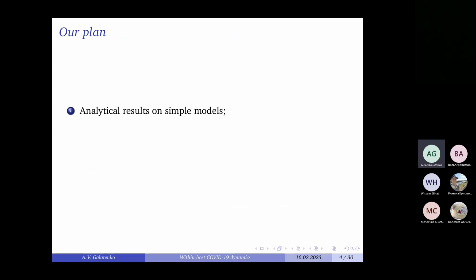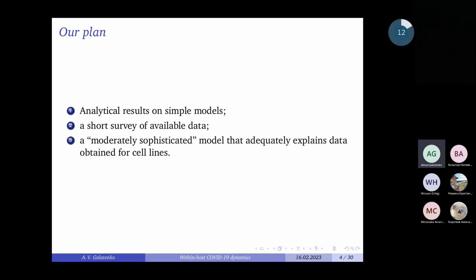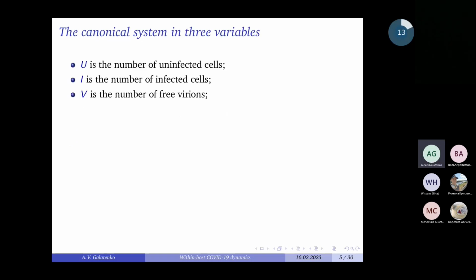In the framework of our talk, we plan to discuss 3 points. First of all, we'll talk a little bit about analytical results on simple models. Then we will discuss available data which can be used to tune our models. And finally, we'll present a moderately sophisticated model that, from our point of view, adequately explains data obtained for cell line experiments. All right, let's proceed.